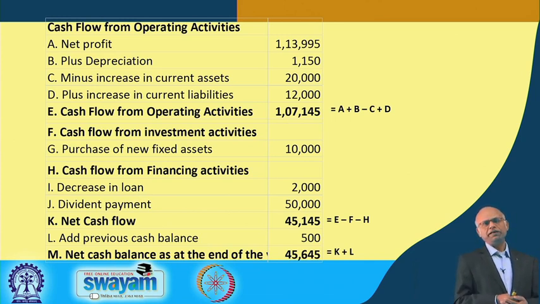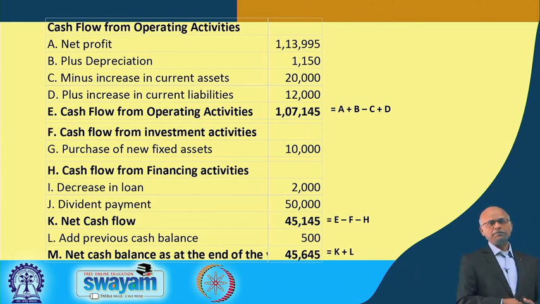Dividend payment is 50,000, again you have paid 50,000 rupees of cash to the founder, to yourself. So, it is negative. So, 50,000 plus 2,000, cash flow from financing activity is minus 52,000 rupees. I should have given it in a separate line. Minus 52,000 rupees is the cash flow from financing activity, minus 10,000 from investment activity, plus 1,07,145 from operating activity.